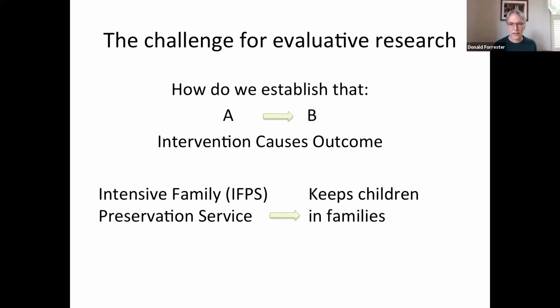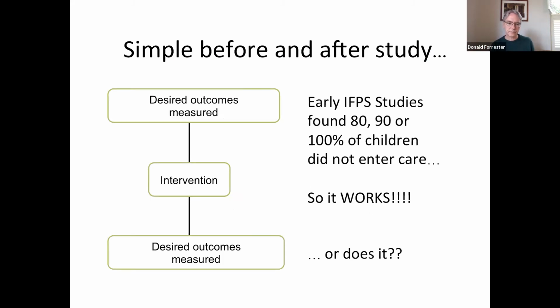That's the key thing we're looking at. I'm going to look at several methods that have been attempted to understand that. The simplest evaluative method is a before and after study, which is you measure your outcomes before you have the intervention, then you measure them afterwards, and if they've changed, you assume that the service is working. So early IFPS studies found 89 to 100% of children did not enter care. So it works, and millions and millions of pounds were then spent on the approach, the Homebuilders approach.